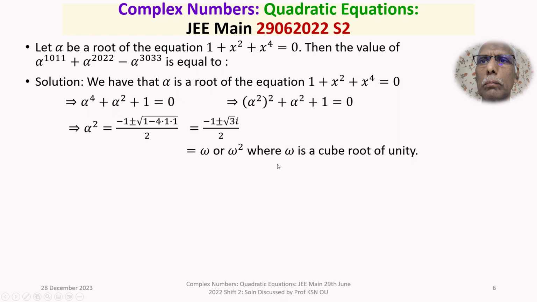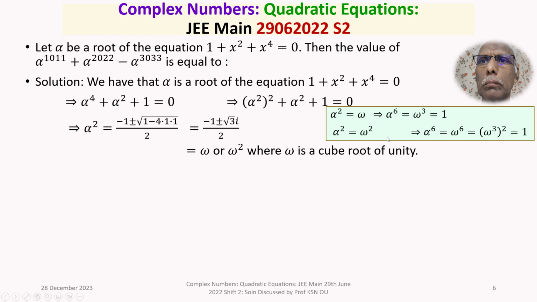Now, if you take alpha square is equal to omega and cube on both sides, you will get alpha to the power of 6 is equal to omega cube is equal to 1, because it is a cube root of unity. Take the next one. Alpha square is equal to omega square. Cubing on both sides, you will get alpha to the power of 6 is equal to omega to the power of 6, that is omega cube whole square. Omega cube is 1 because omega is a complex cube root of unity. So omega cube whole square is 1 square is 1. So in any case, alpha to the power of 6 will be 1. So note that alpha to the power of 6 is equal to 1 in any case.